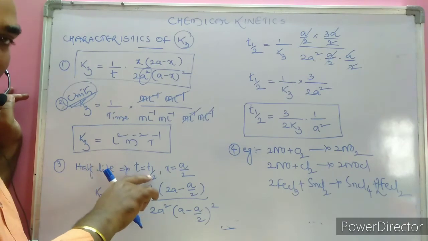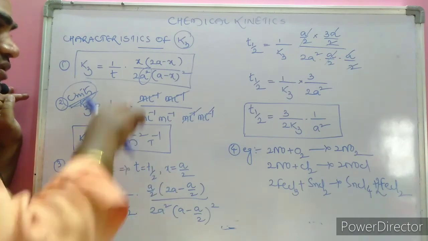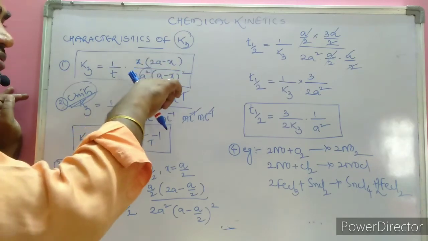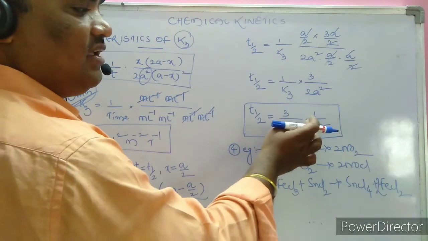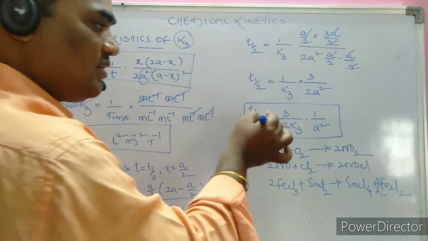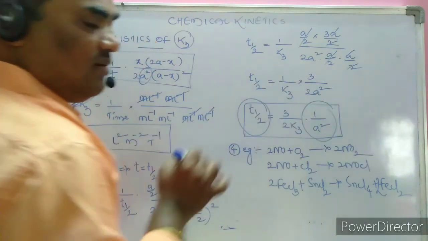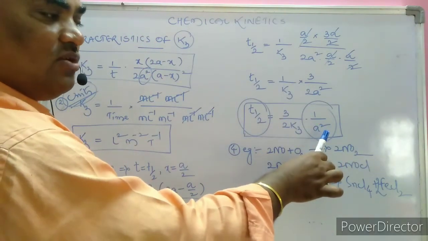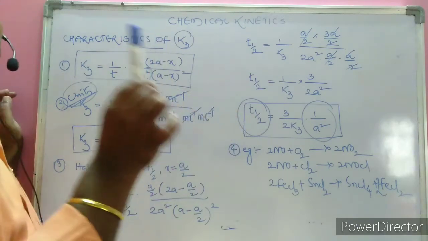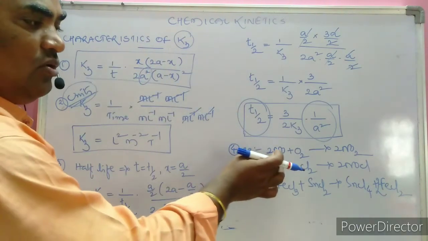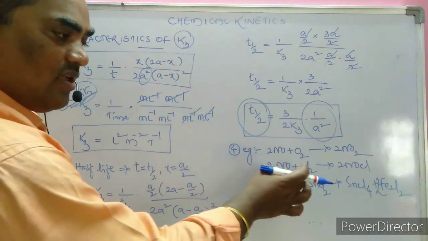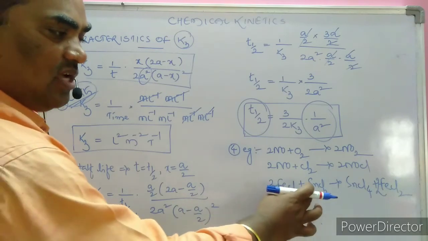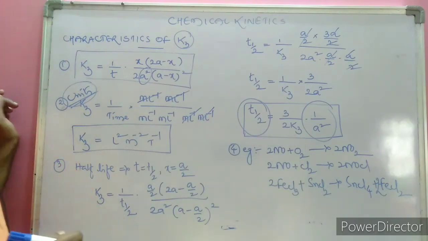For half life, t is replaced by t half and x is replaced by a by 2. Then, in the place of x, a by 2. On solving, t half equals 3 by 2 K3 into 1 by a square. What it represents: the half life of a third order reaction is inversely proportional to the square of its initial concentration, which is very important. Example: 2NO, 2 reactants, plus 1 reactant makes 3 reactants, hence it comes under third order reaction. Here also 2 plus 1 is there, which also comes under third order kinetics.